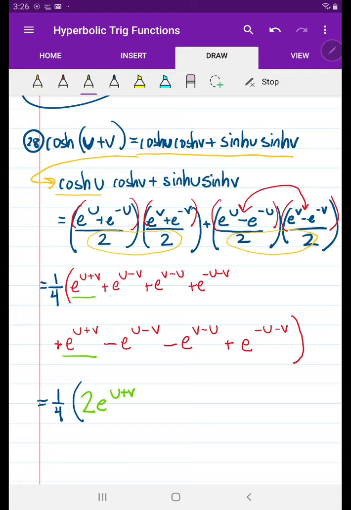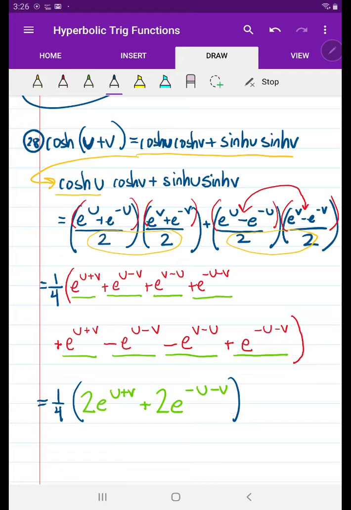All right, now I've got my e to the u minus v. Oh, and I've got another one here, but it's negative, so that cancels out. So those disappear. So I have an e to the v minus u, and I've got another one down here, but it's negative, so that's going to cancel again. And then I have this e to the minus u minus v, and I have another one down here, and it's positive, so I'll have plus 2e to the minus u minus v.